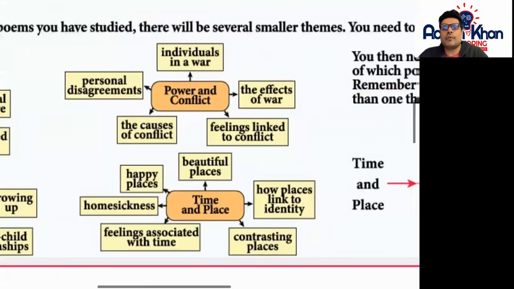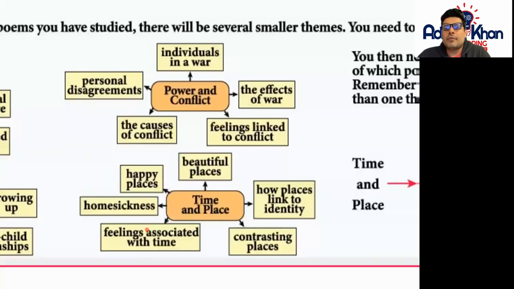We've got some more here. We've got power and conflict, which is a very popular theme within poetry. And that could be individuals in a war, the effects of war, feeling linked to a conflict. It could be the causes of a conflict. And it could be personal disagreements. Time and place is another very popular theme. This could be beautiful places, happy places, being homesick, feeling associated with time, it could be contrasting places, and also how places link to particular identities.